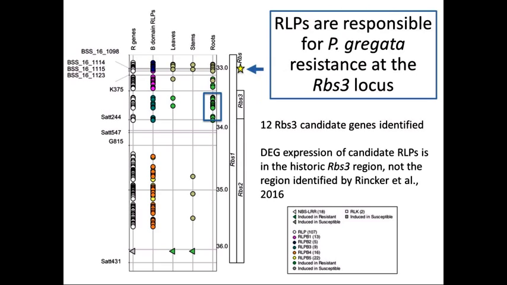And remember that Rinkner suggested that all BSR resistance was conferred by one gene at that star. But in my expression data, none of those genes are expressed in the resistant genotype. Those genes are actually associated with susceptibility. Genes that are associated with resistance all occurred at the historic RBS3 locus, not in the region of the star. So the results suggested by Rinkner likely are not true.